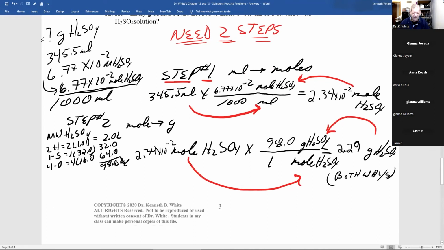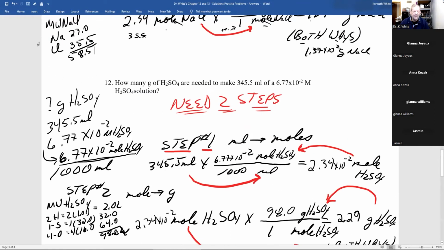All right, let's do one more. This is important. We look at 12. How many grams of H2SO4? That's called sulfuric acid. That's probably the chemical that the most is made of in the United States, if not the world. H2SO4 is used in many, many things in our daily life and also in the chemical industry to make other things.